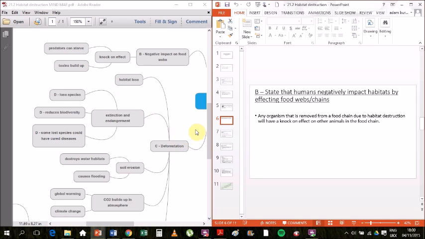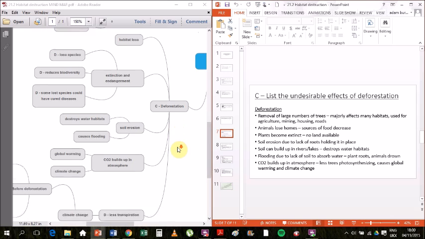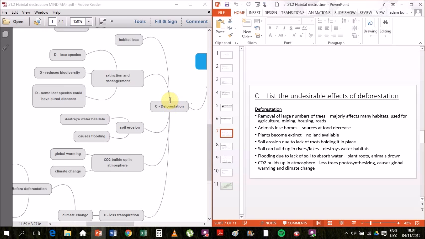Objective C, moving on, is about the undesirable effects of deforestation. Now, you talk about deforestation a lot in this topic. It's basically the removal of forest land, and that reduces the amount of habitats available for organisms, which can cause extinction and endangerment. Endangerment means there's only a few left, and extinction means that they're gone.